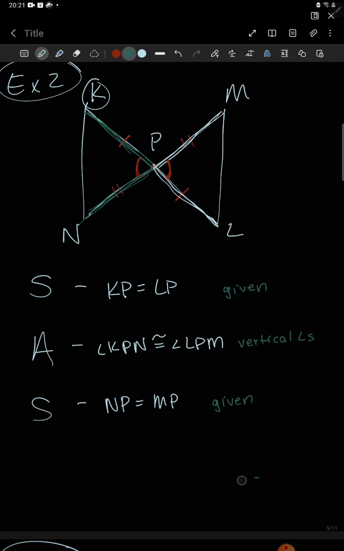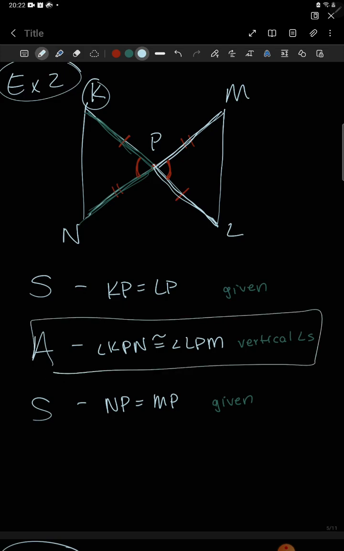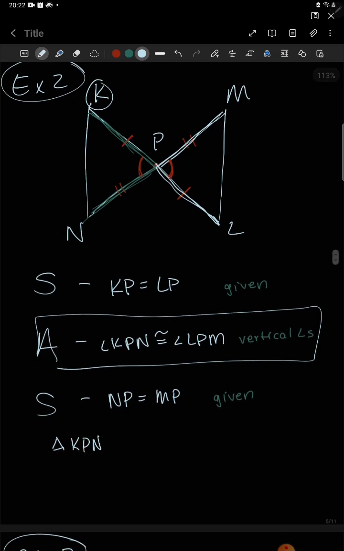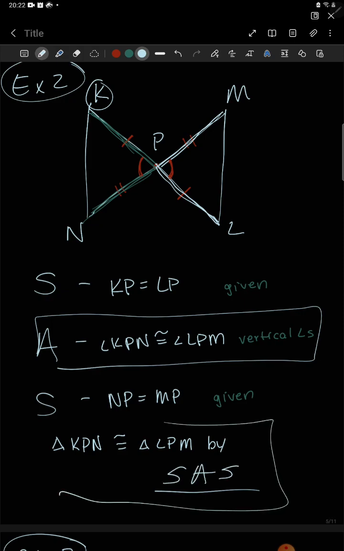All right, so what can we say about this triangle? So we already did, this is kind of part of the answer because that's the one you were supposed to figure out. But the other part of the answer is triangle, how did they name it in the book? KPN. Oops. KPN is congruent to triangle LPM by, this is your second part of your answer, side angle side. Okay, it's congruent by side angle side.